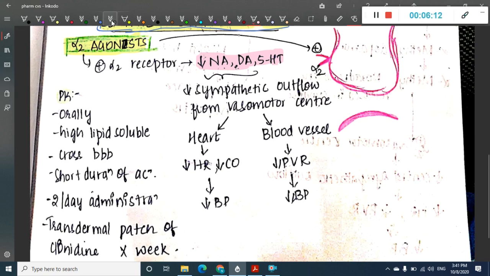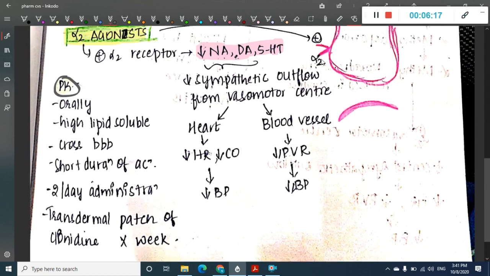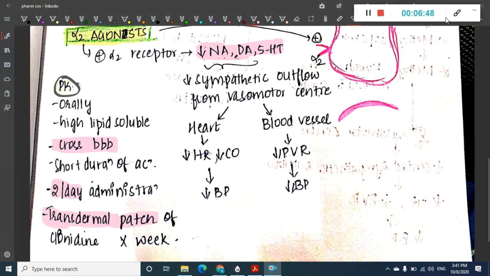Then what about the pharmacokinetics? These are given orally and they are highly lipid soluble. Because they are highly lipid soluble, they can cross the blood brain barrier, and that is the reason why we call them central sympatholytics, because they have to act on the vasomotor center which is present in the brainstem, most commonly the medulla. Then these have a shorter duration of action, so twice a day administration is necessary. The transdermal patch of clonidine can also be worn for a week. So this is about the pharmacokinetics.